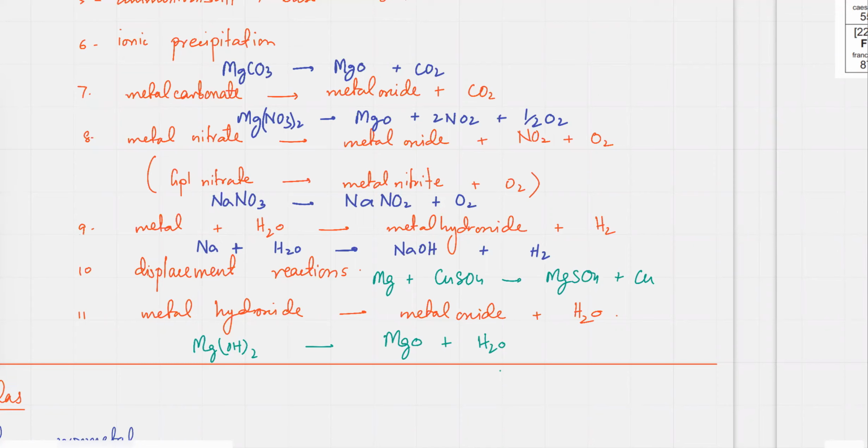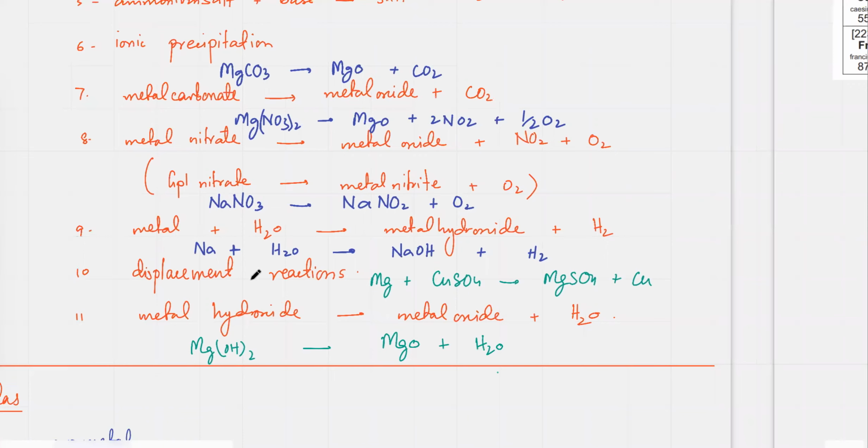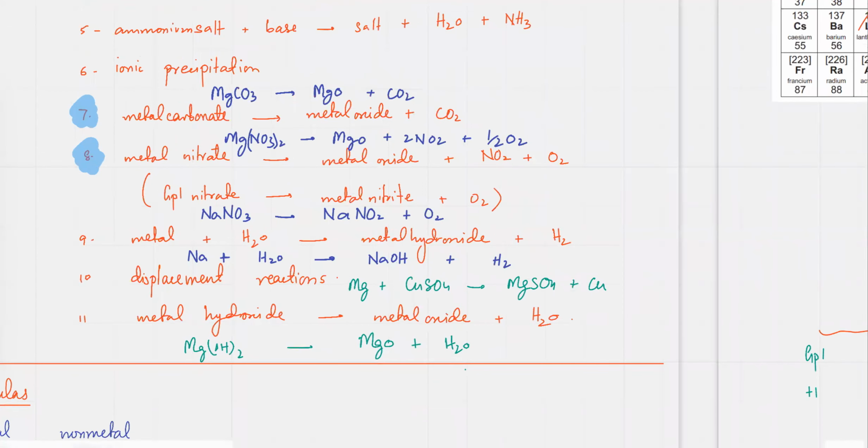Okay, so remember all of these tiny reactions. Displacement, metal with water. The carbonate reactions are kind of more important. So it's 7 and 8, because those are directly in your syllabus. So the carbonates and the nitrates decomposing, remember those equations, those are very important. And I'm going to talk about ionic precipitation just a little bit.